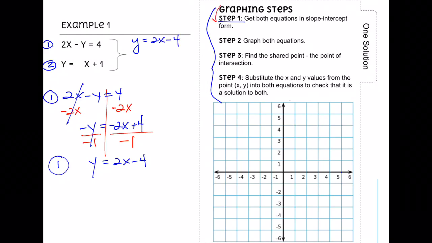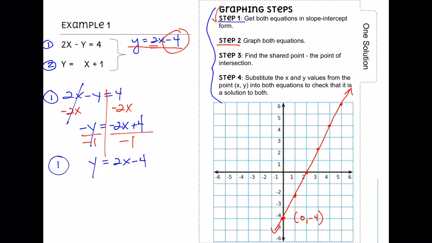What's step 2? Step 2 is graph both of the equations. So let's start with number 1. Our y-intercept is negative 4, so let's graph that. 0, negative 4 is right here. And let's use our slope of 2 to count out some more points. That's rise over run, up 2 over 1, up 2 over 1. And we'll connect those points with a line. And we'll change the colors to blue.